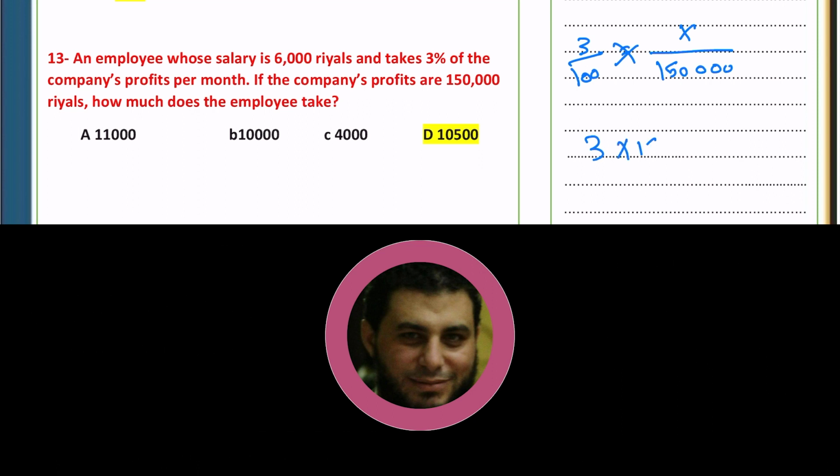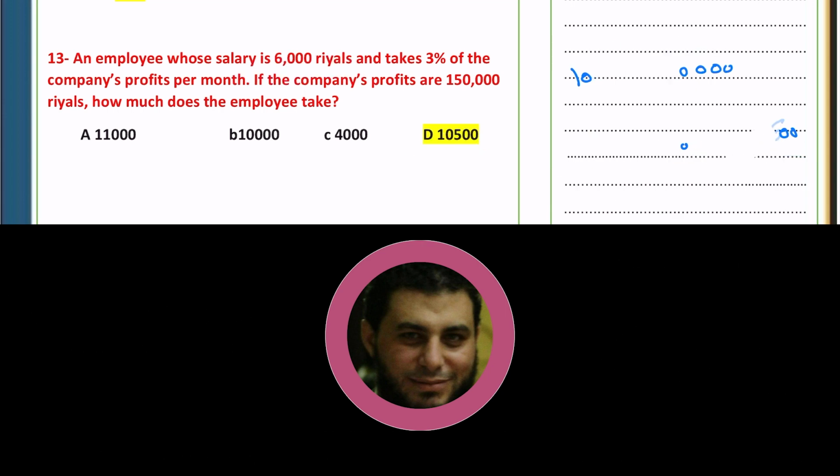3 multiplied by 150,000 over 100. Cancel 2 zeros. 3 multiplied by 15 is 45. And we have 2 zeros. Okay. What is the total salary? We have a basic salary, 6,000, and we have a commission, 4,500. It will be 10,500.